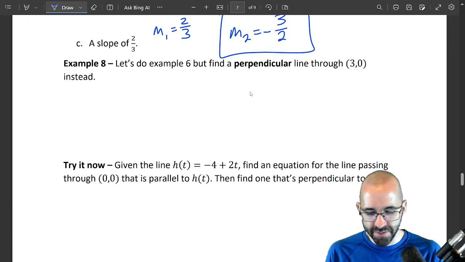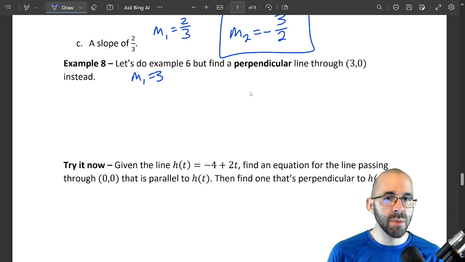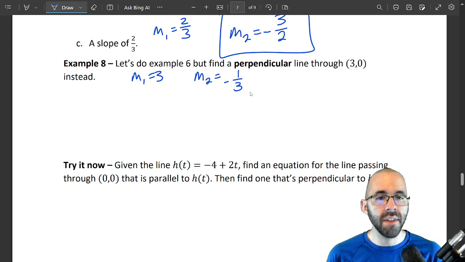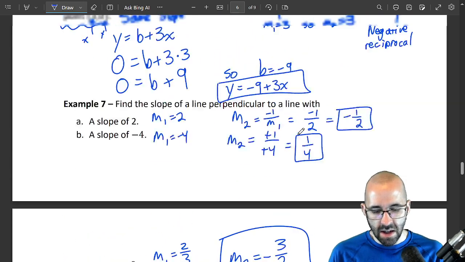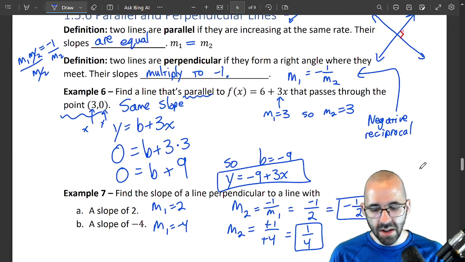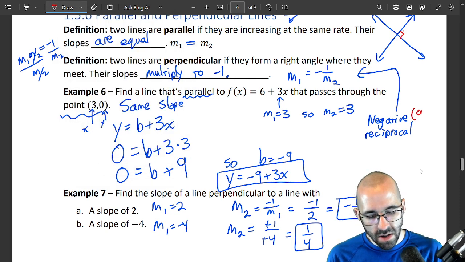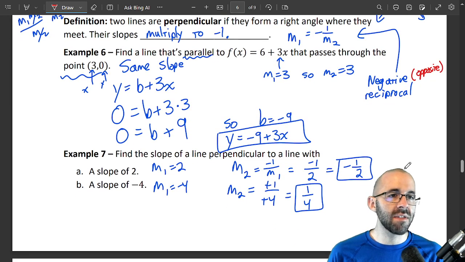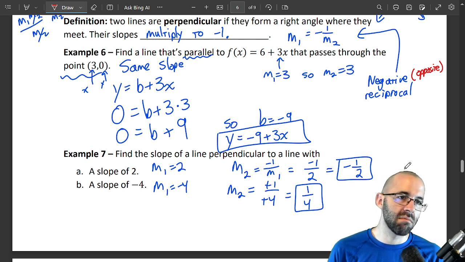All right, so if it's perpendicular, the first slope was 3. We got that from example 6. So our second slope will be the reciprocal and the opposite. I said negative reciprocal over here, and that's true. If you want, you can also think about it as the opposite reciprocal, because a negative times a negative is a positive. They mean the same thing.